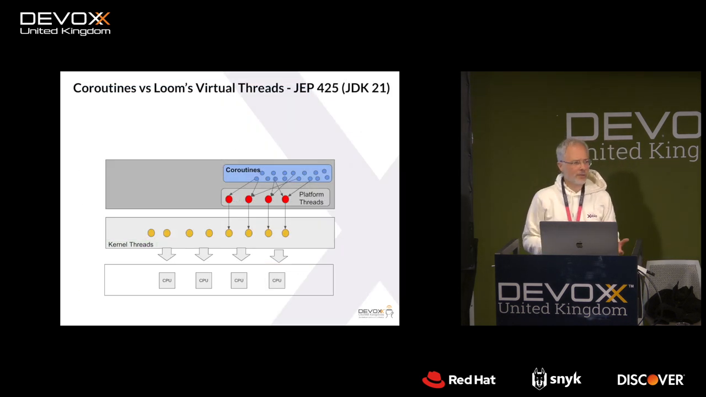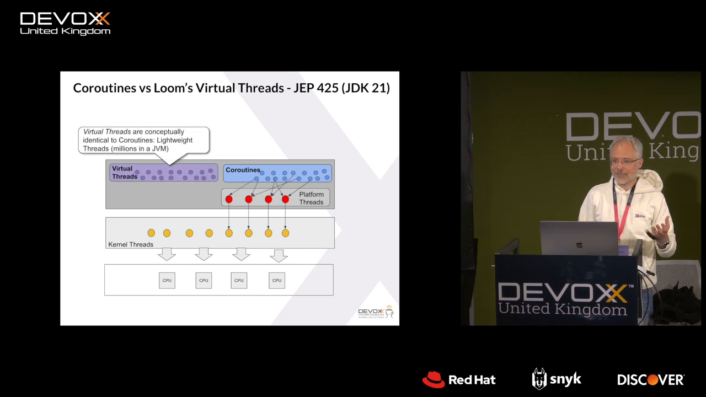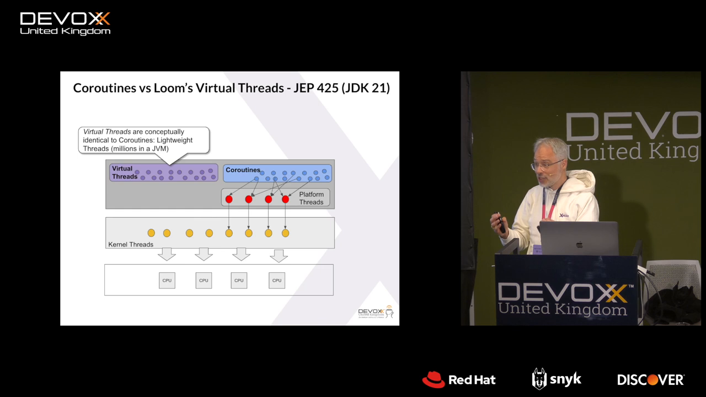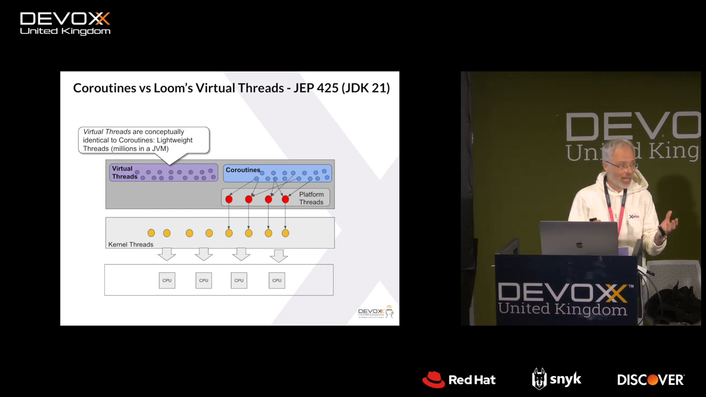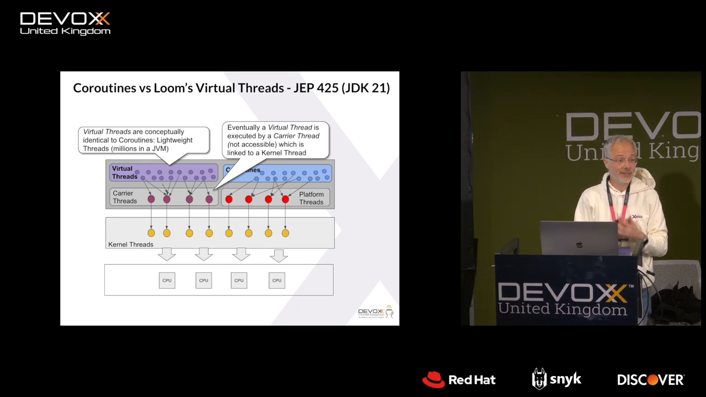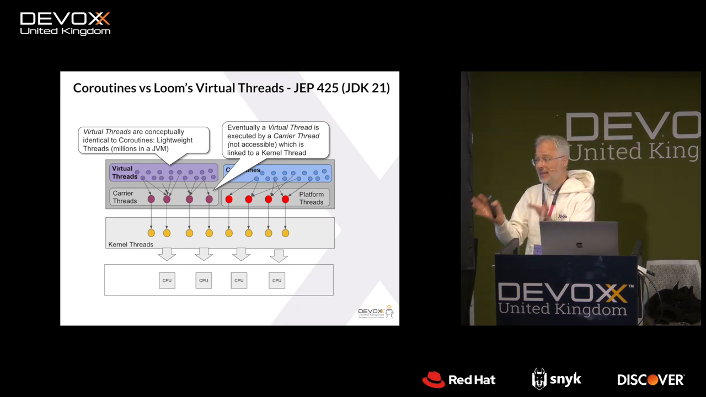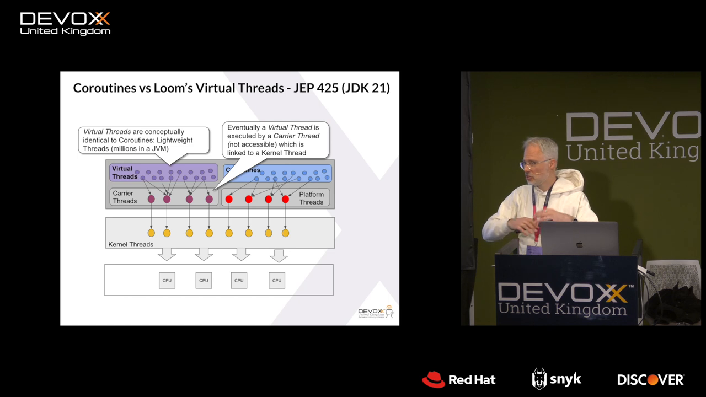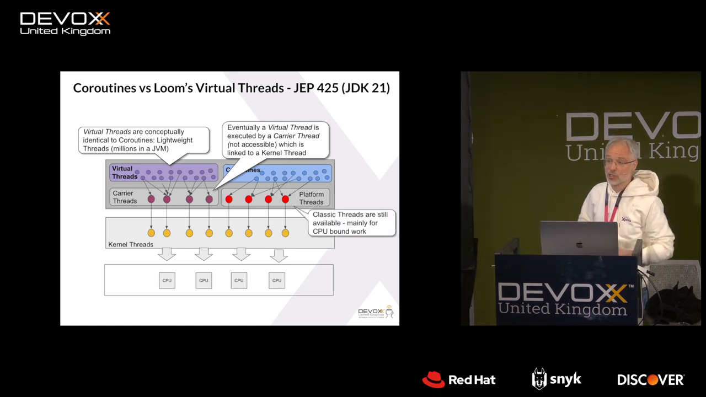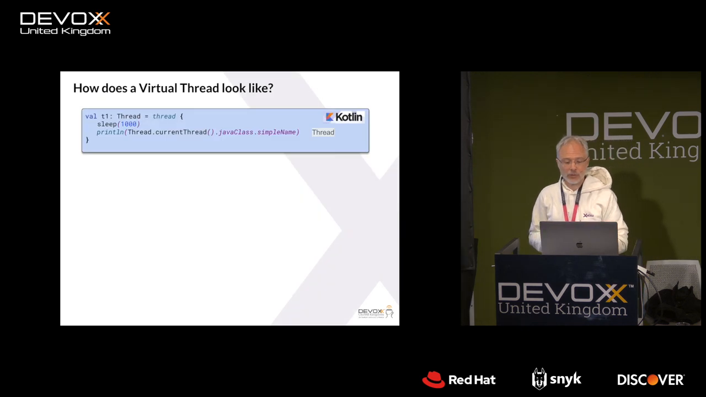So what are virtual threads? Well, virtual threads are more or less the same as coroutines, they're lightweight threads. And also virtual threads eventually need to be executed on a real thread. And the way Loom addresses it is by introducing a new kind of thread, which is called a carrier thread. These threads execute virtual threads. Carrier threads you as a developer cannot access. That's kind of a black box for you. They're just doing their work. And of course, classic threads are still available. They don't go away.